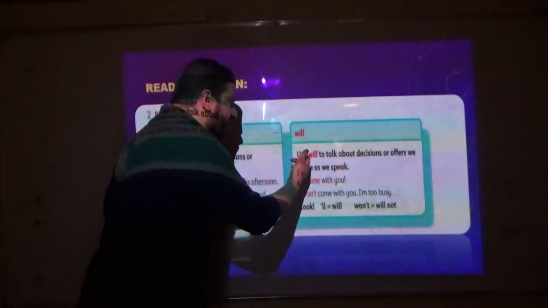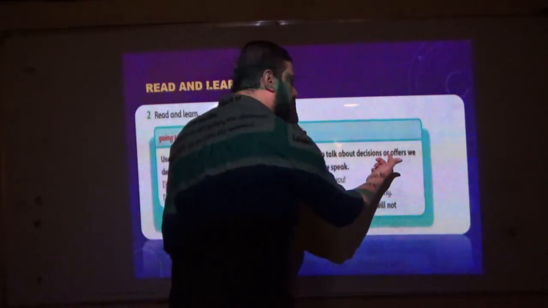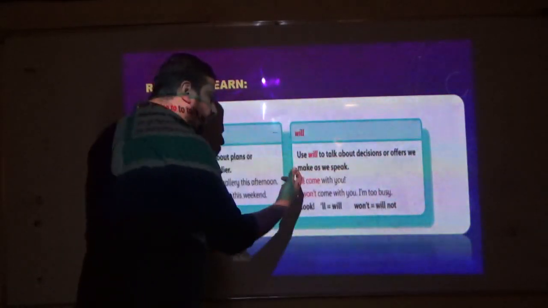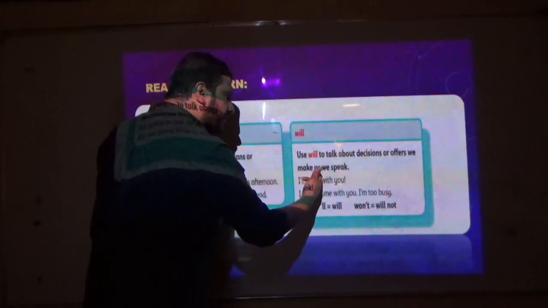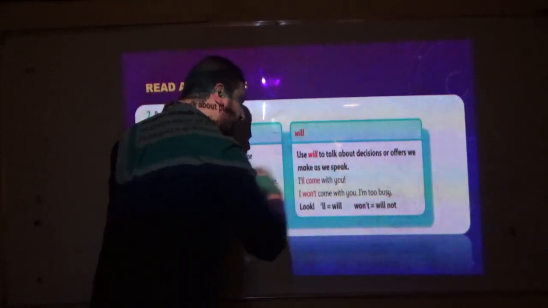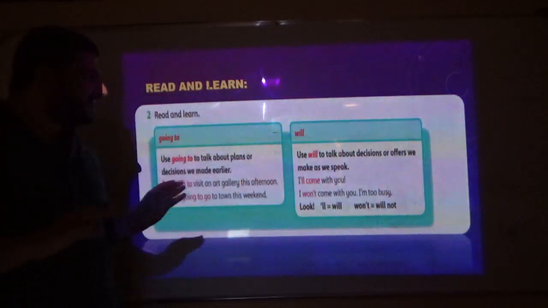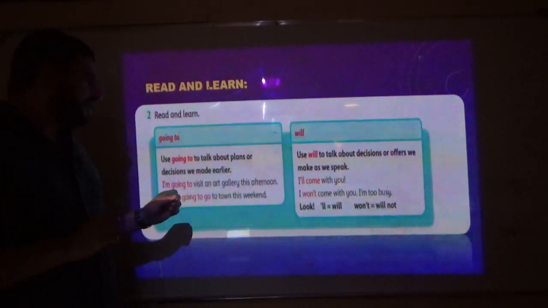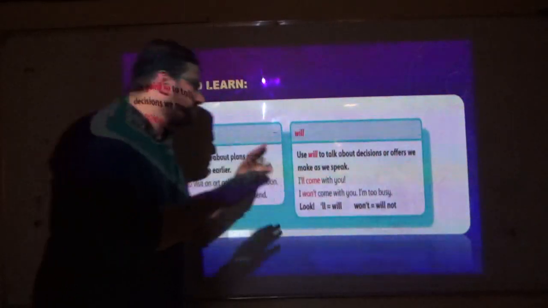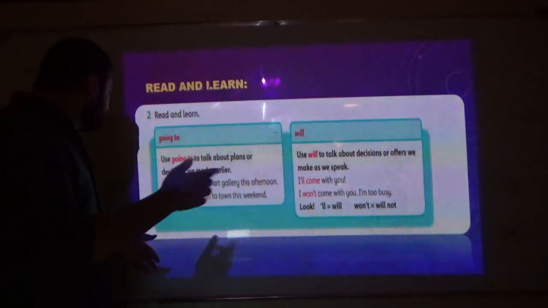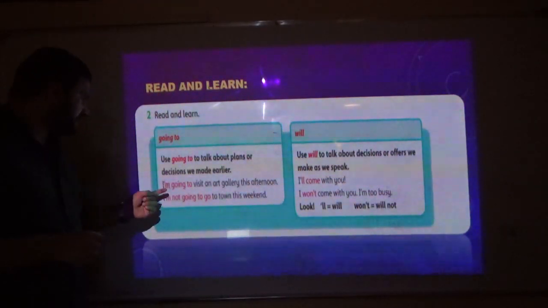On the opposite side, use will to talk about decisions or offers we make as we speak. So in this part, the decisions are taken at the time of speaking. And also we have offers. We will discuss all these usages in the next slide. Let's look at the examples.